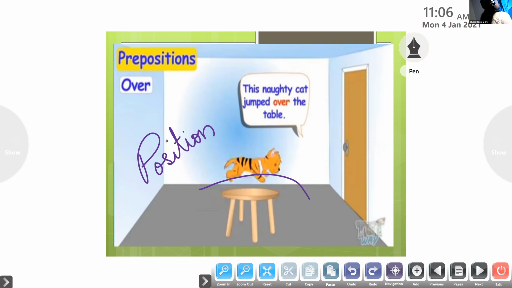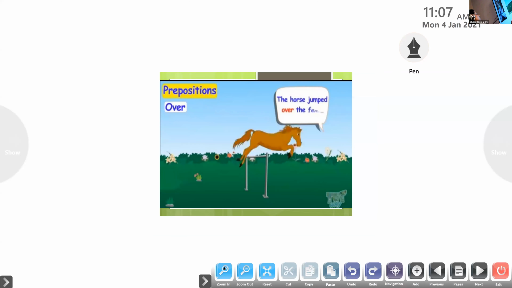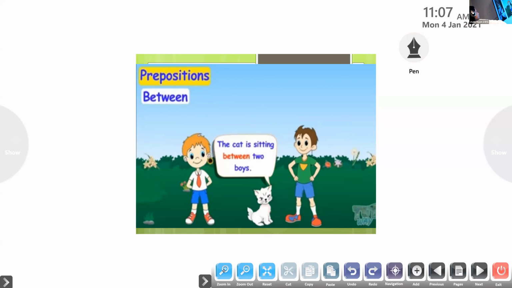Okay. Now, where was the aeroplane, children? The aeroplane is flying over the building. Okay, it tells us the aeroplane is flying over the building. See, the horse jumped over the fence. The horse jumped over the fence. Yes. Now we'll move on to between.